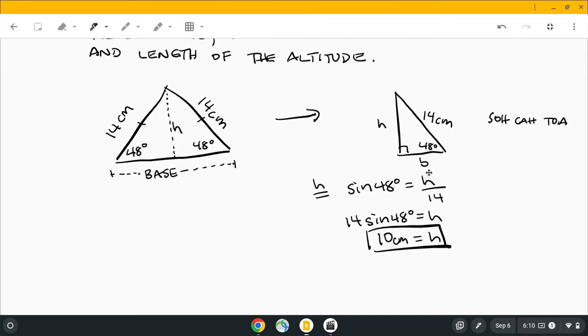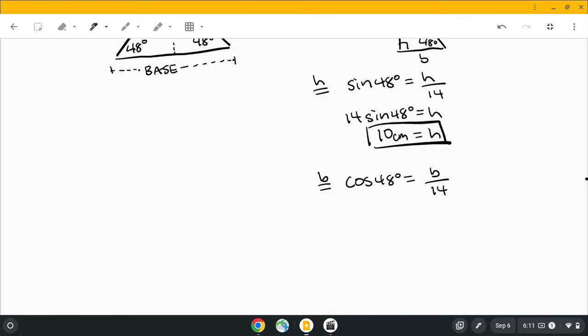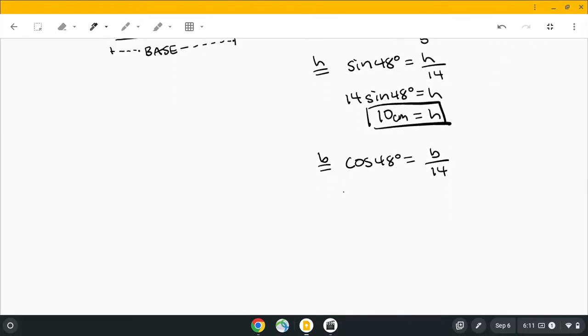Okay, all right, let's solve for this lowercase b. Lowercase b, I have 48 degrees here, and I want to solve for b. That's adjacent, and I have hypotenuse. Adjacent and hypotenuse, that tells me that's going to be cosine. So cosine of 48 degrees is adjacent, which is b, over hypotenuse, which is 14. Okay. Multiply both sides by 14 to solve for b.